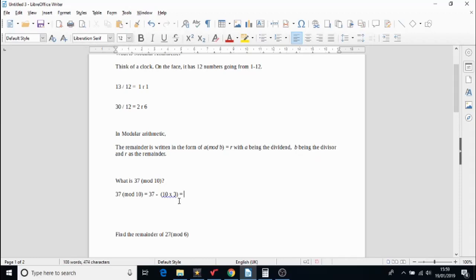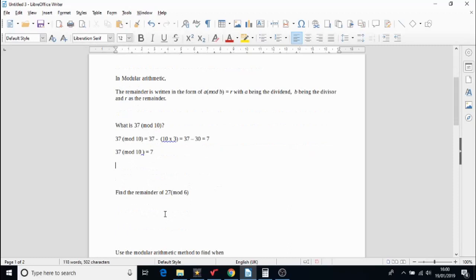We're trying to find out how many 10s we can divide into 37 and what remains. So 37 minus 30 is equal to 7. 10 can't go into 7 because 10 is greater. Therefore, 7 is your remainder. The answer is 37 mod 10 is equal to 7. Let's move on to the next question.